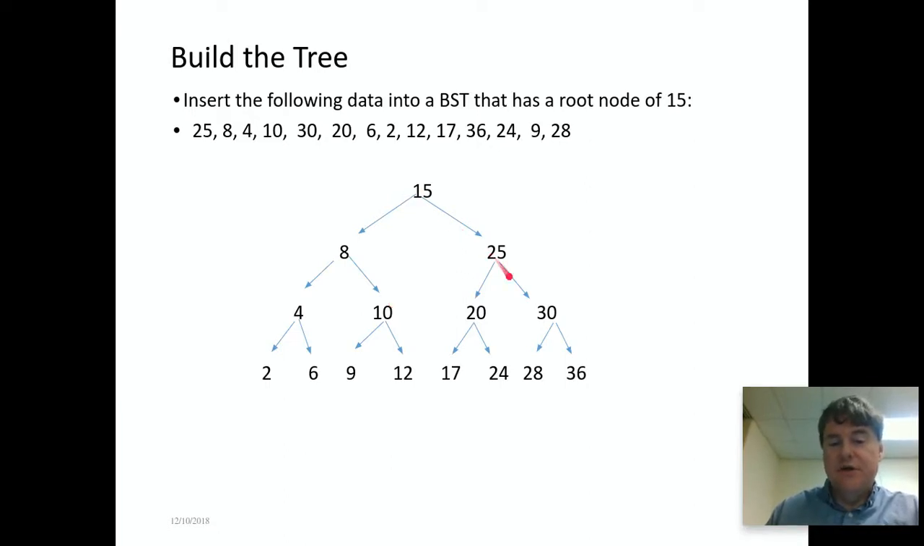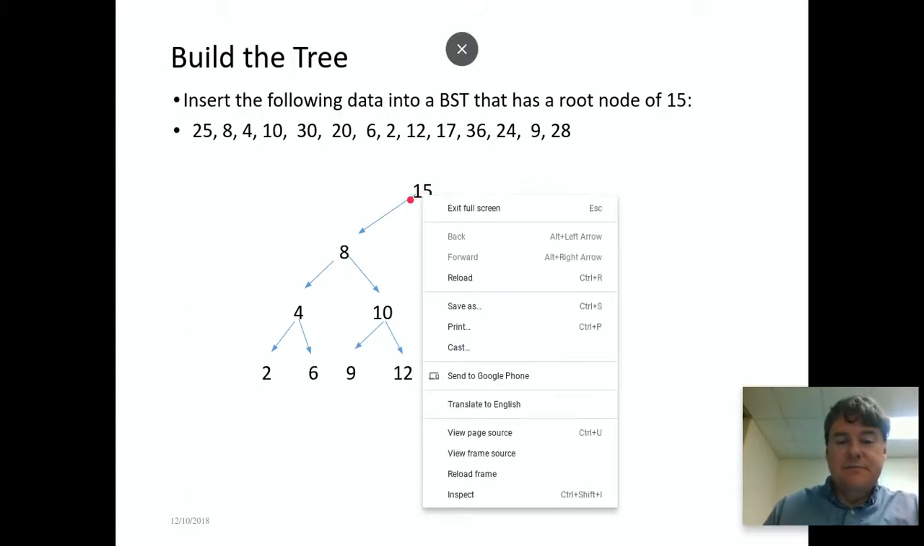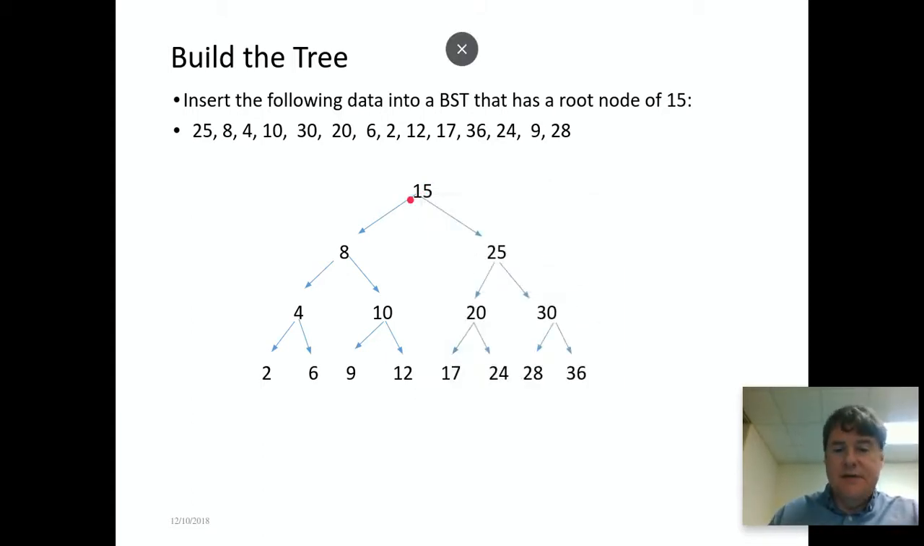30, greater than 20, and so on. Okay, so I think you get the general idea of how you insert into a binary search tree.